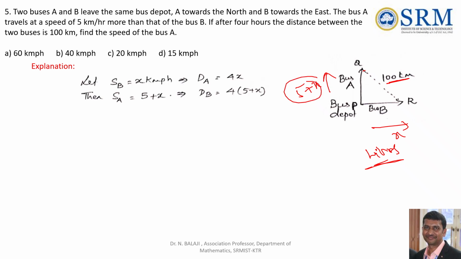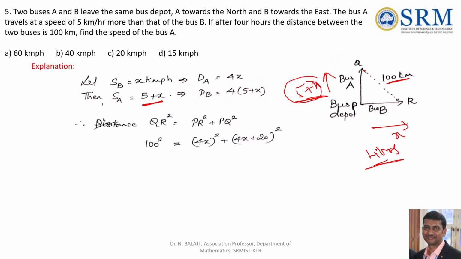After 4 hours, the distance traveled by B is 4x. Bus A is going at 5 plus x, so after 4 hours it traveled 4 into 5 plus x. We use the Pythagoras theorem: QR square is equal to PQ square plus PR square. So this becomes 4x square, this is 100 square, and this is 4 into 5 plus x, because of 4 hours at speed 5 plus x. If you calculate 4 into 5, that is 20, plus 4x, so 4x plus 20.